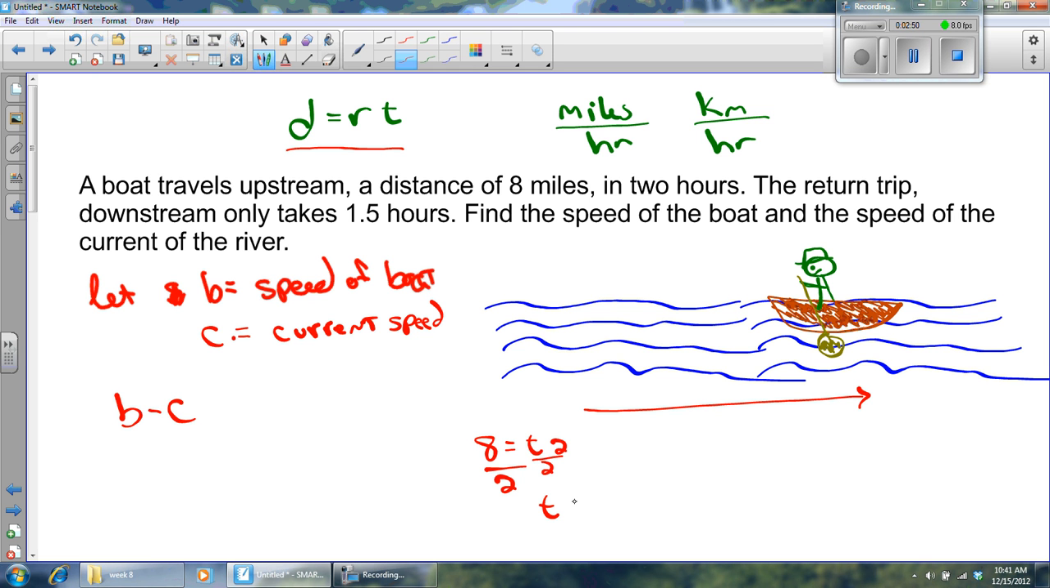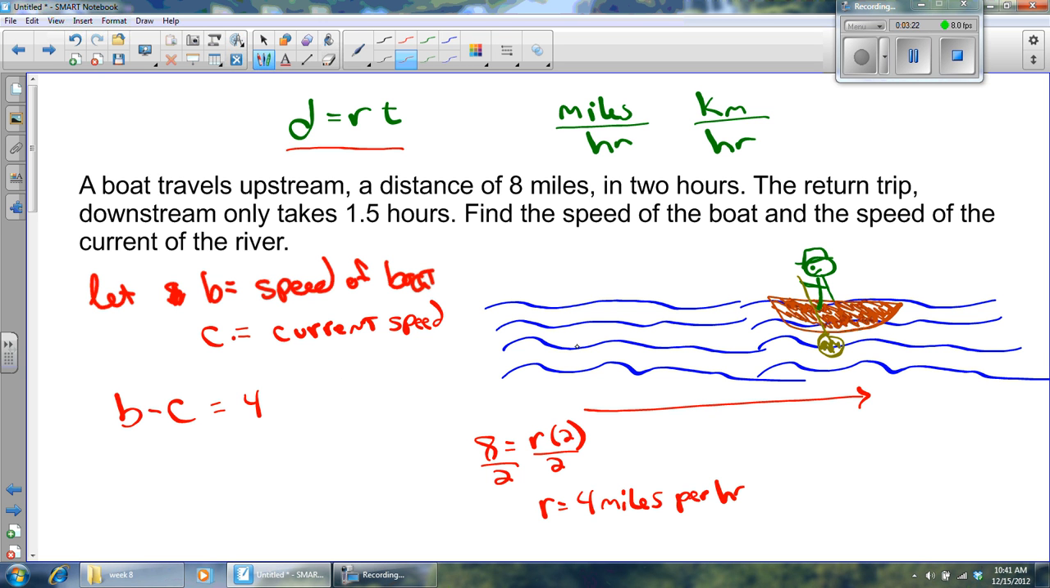Silly me. Let me erase that really quick. 8 is the distance, and then my rate is unknown. My time is 2 hours. There we go. That looks a little bit better. And this is miles divided by hours. So my rate is going to be 4 miles per hour. So B minus C equals 4.